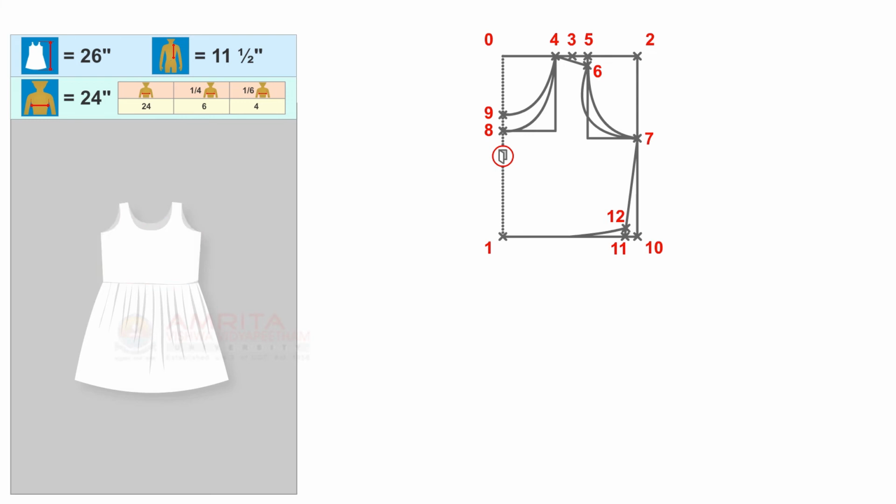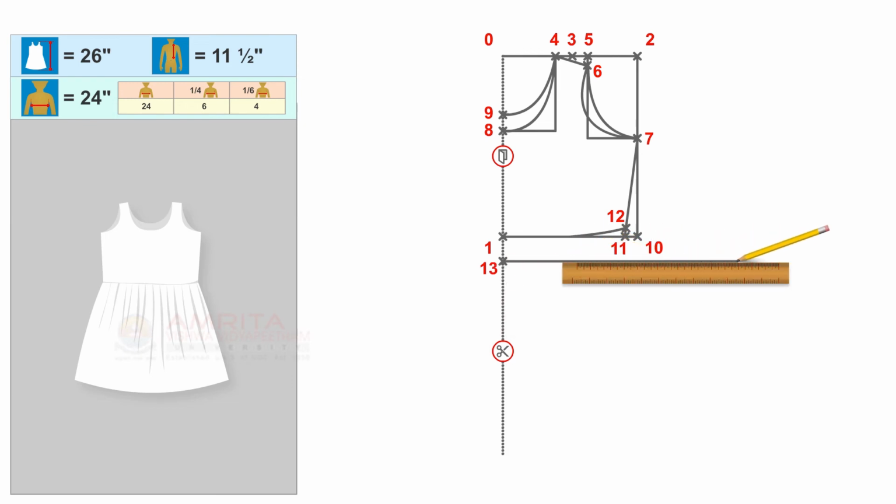Now let's see how to draft the pattern for the skirt piece of an ordinary petticoat. Extend the baseline and make a mark about 2 inches below point 1. This will be point 13. Here the baseline will be the cutting line and not a fold. From point 13, draw a right angle line to the baseline. This is the waistline of the skirt part.